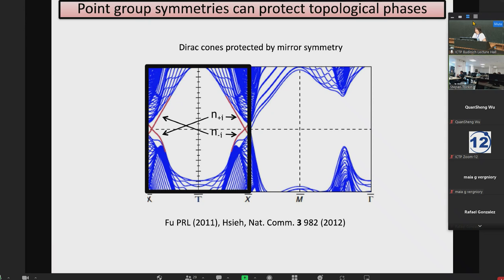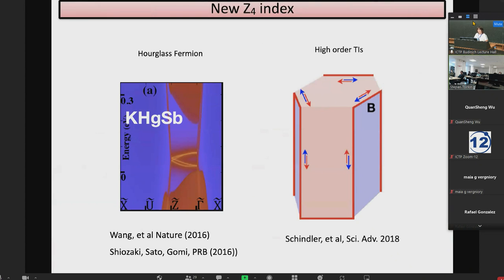And this Chern number protects a topological phase that displays a Dirac cone in some particular surfaces, protected by mirror symmetry, where one band belongs to the eigenvalue plus i and the other one to the eigenvalue minus i. What I want to say here is that the eigenvalues of the symmetry operators start playing an important role when we start dealing with crystalline symmetries, and calculating them also becomes very important. So we keep playing with crystal symmetries.